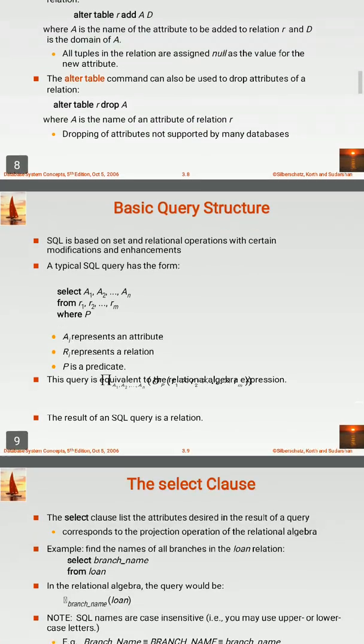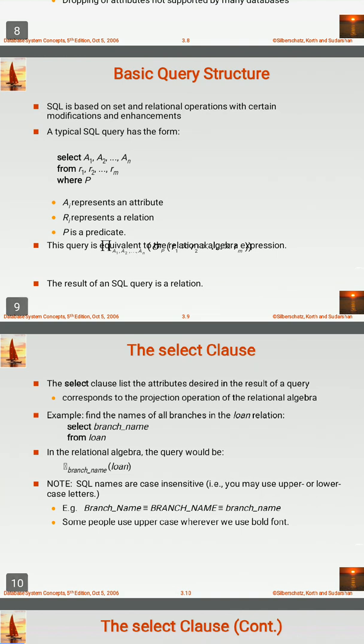Then we'll move to basic query structure. SQL is based on a set of relational operations with certain modifications and enhancements. We'll see some examples. A typical SQL query has the form: select A1, A2, ..., An from r1, r2, ..., rm where P. Ai represents an attribute, ri represents a relation, and P is the predicate. The result of any SQL query is a relation.